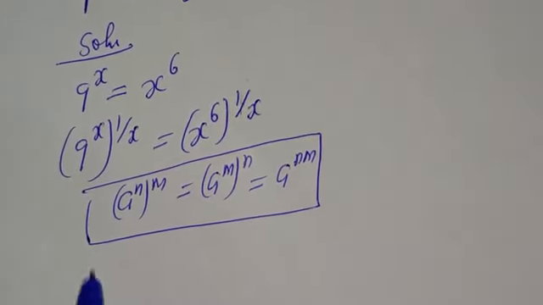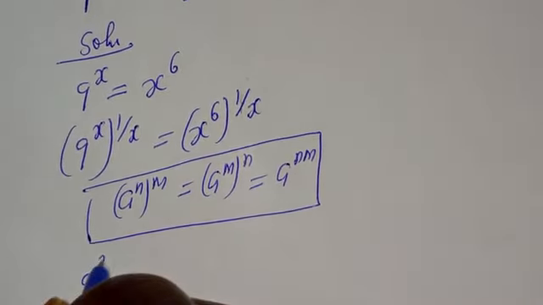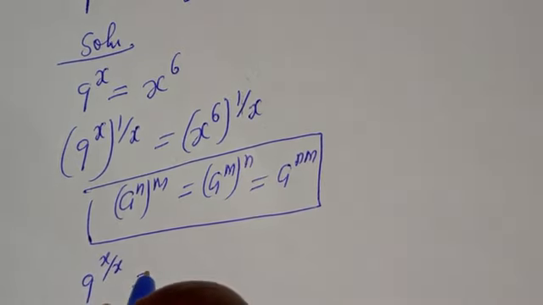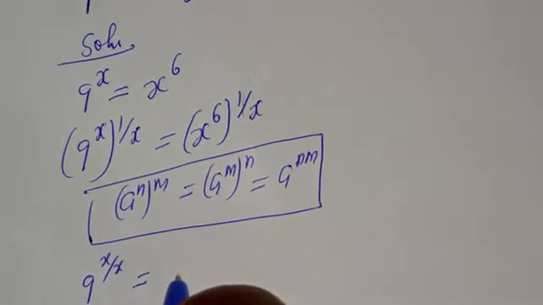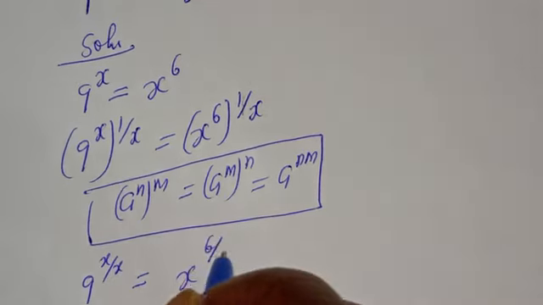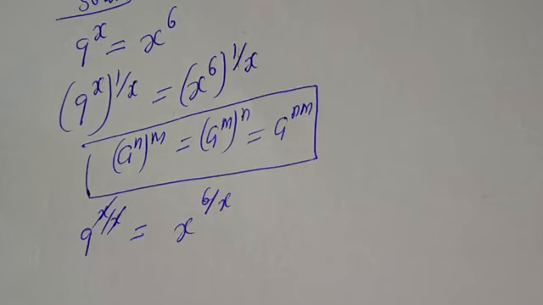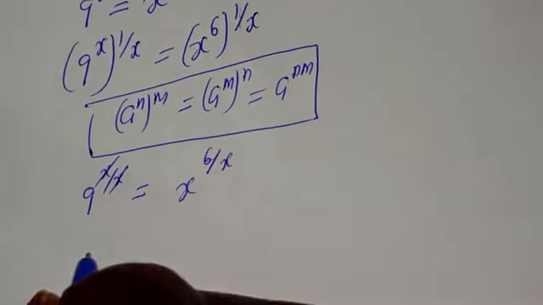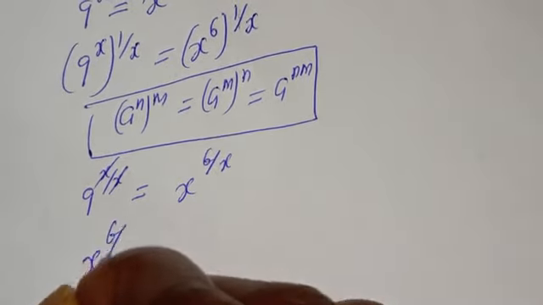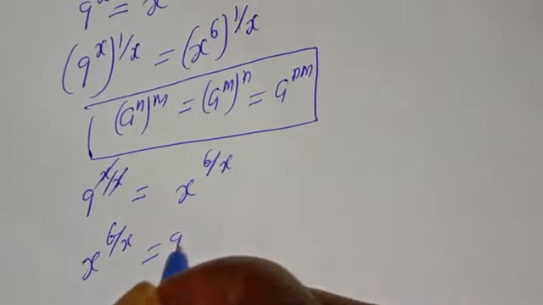Then here is 9 raised to power s over s is equal to s raised to power 6 over s. This will cancel this. S raised to power 6 over s is equal to 9.